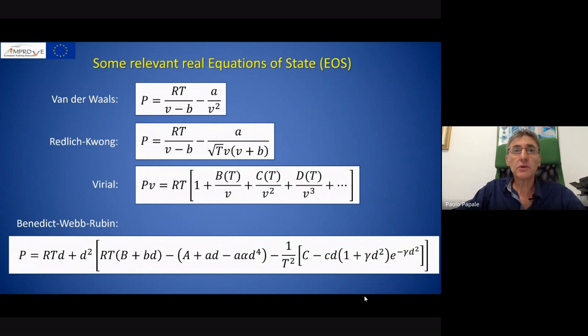Among the most famous equations of state proposed for real gases, you probably heard already some of them, some reported here, which are just examples of some of the most famous and widely used EOSes out of many existing. Each one of them provides an expression for the gas volume as a function of pressure and temperature, and it involves a number of parameters that are defined from laboratory measurements.